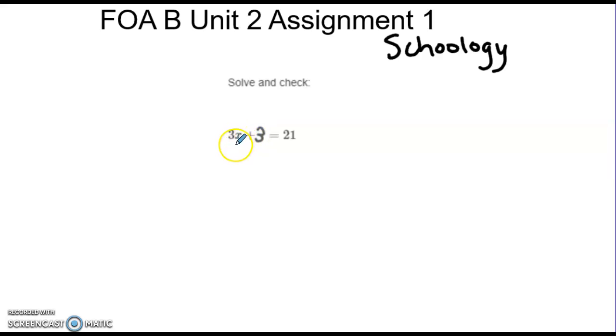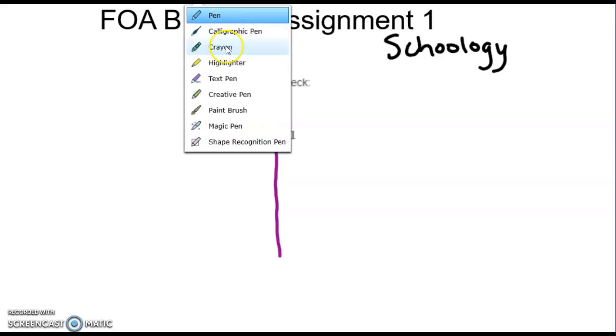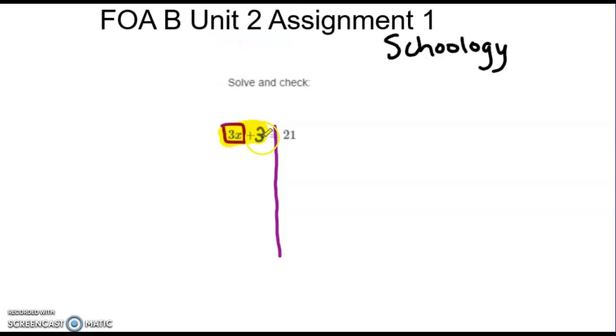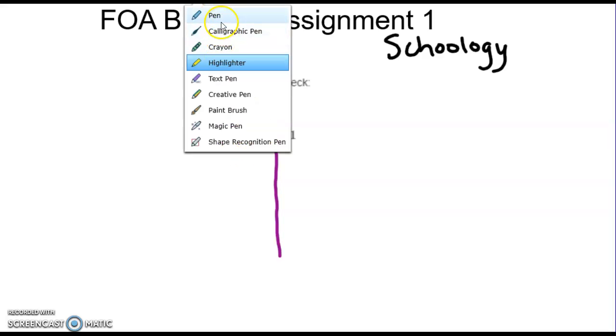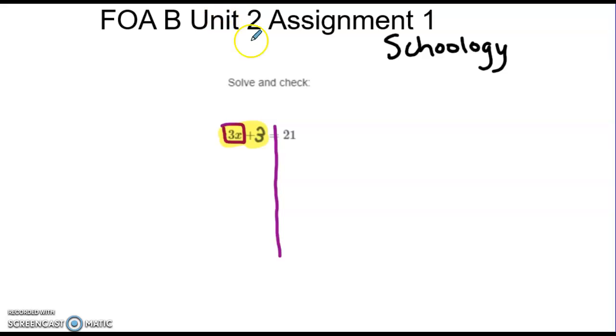I'm just going to go over the type of questions that you're going to see in Schoology, and hopefully this will help you complete it. So the first one says to solve and check. Every single time I solve, I draw a line down the equal sign and I box off my letter. Then I look at the side that has the letter and ask myself, what do I need to get rid of in order to isolate the variable?